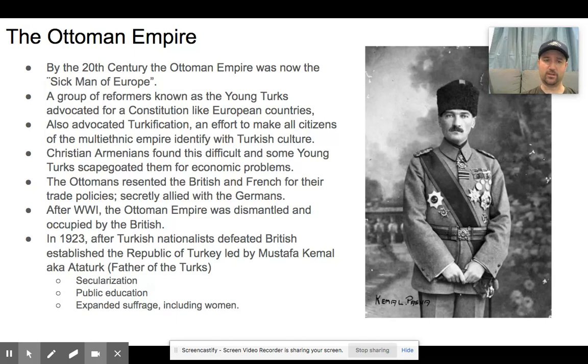And under his government, they saw the secularization of their government, meaning that they would separate the laws of the church and the laws of the land, similar to what Europe does with theirs. But of course, Islam would still play a heavy influence on things that do occur in Turkey. So that's one thing. They promoted public education. They expanded suffrage to include women as well.